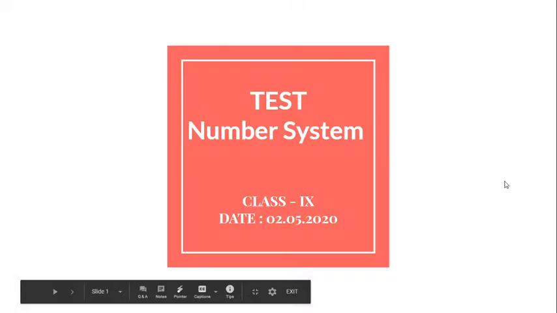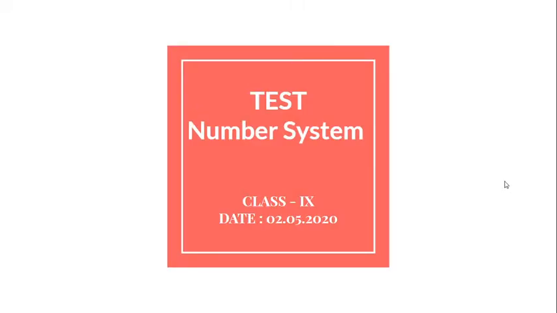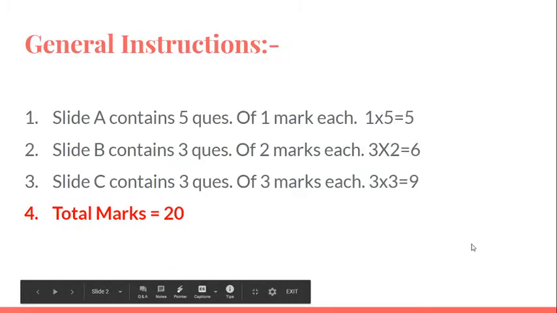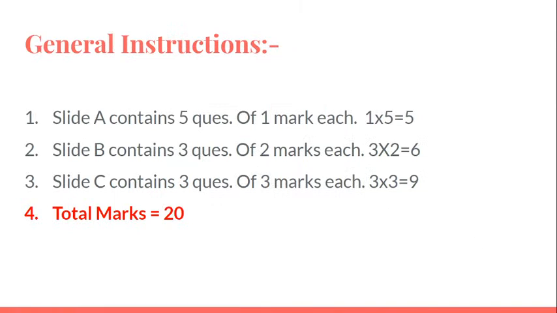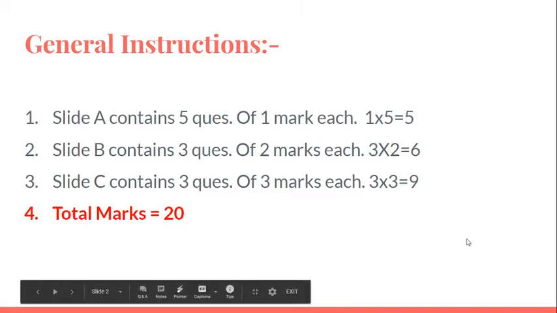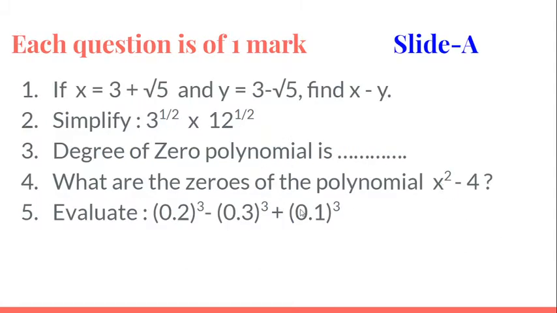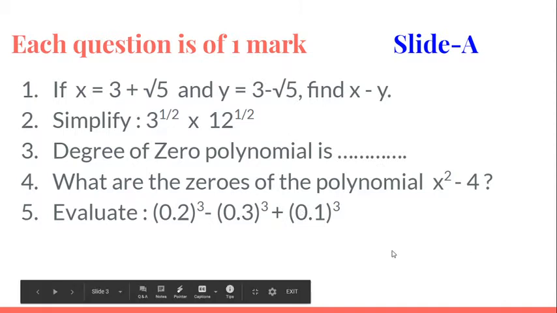Yes, so this test is on number system, class 9 for you. Now here are the general instructions. Slide A contains 5 questions of 1 mark each, and slide B contains 3 questions of 2 marks each. Slide C contains 3 questions of 3 marks each. So total marks is 20. Now this is your slide A, 5 questions of 1 mark each.